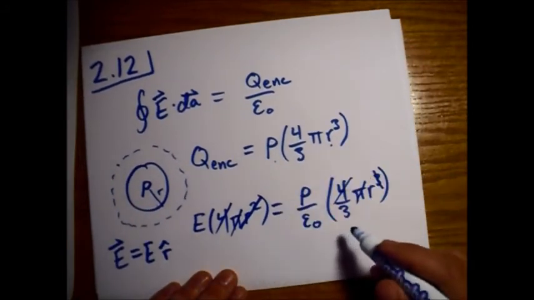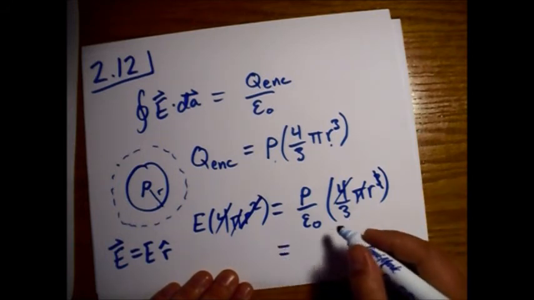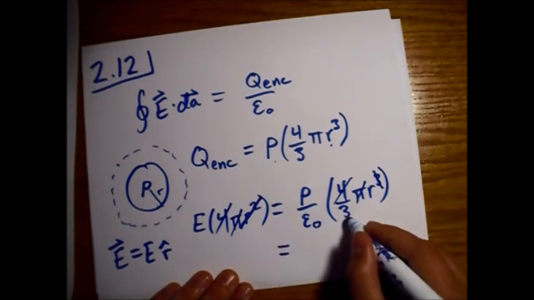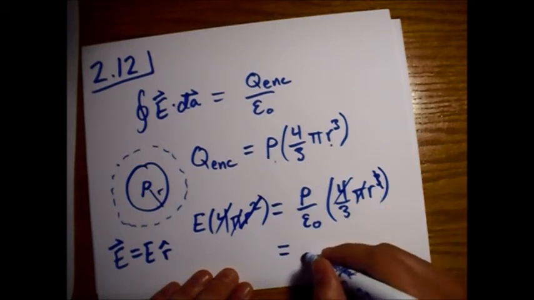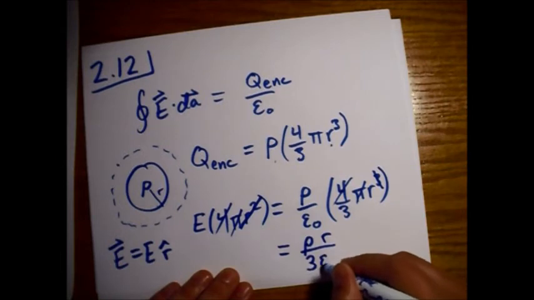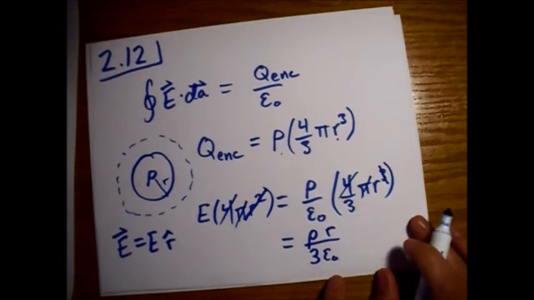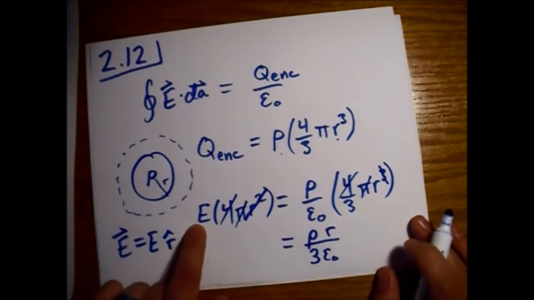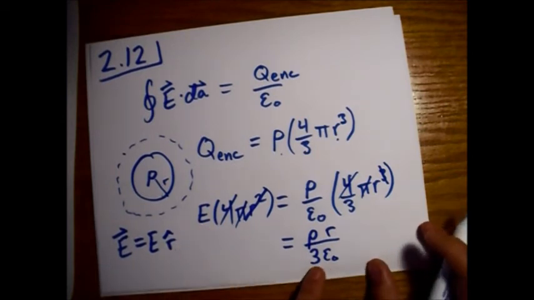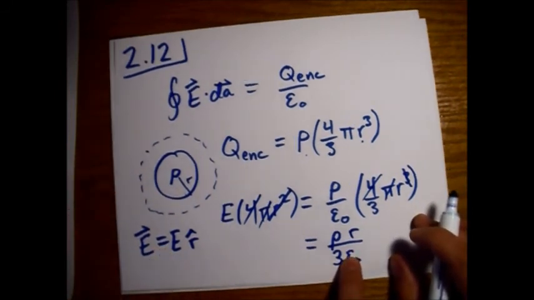So when all the smoke clears, we only have this 3 down here and this r. So we have rho r over 3 epsilon naught. Okay. All right, so now we know what the magnitude of E is. To save space, I'm just going to put this equation right here.